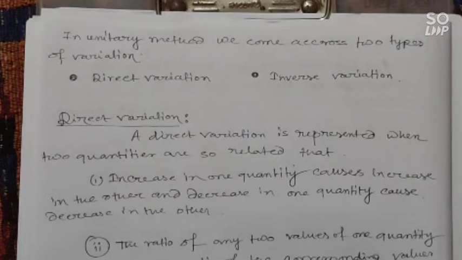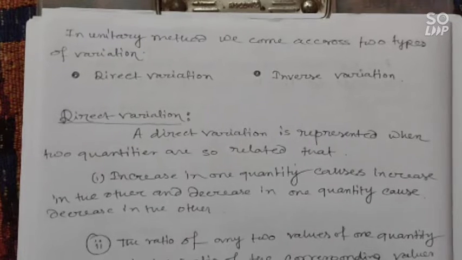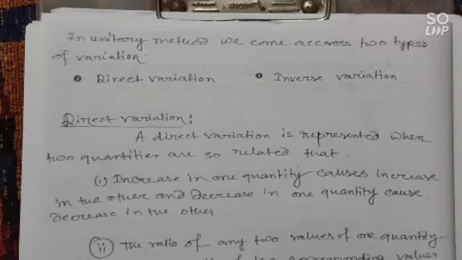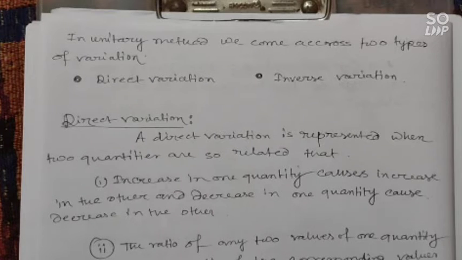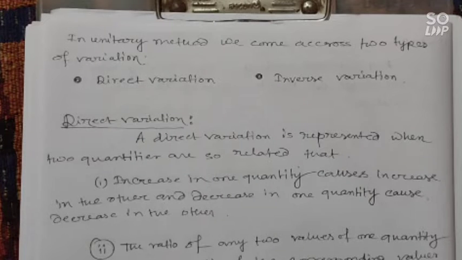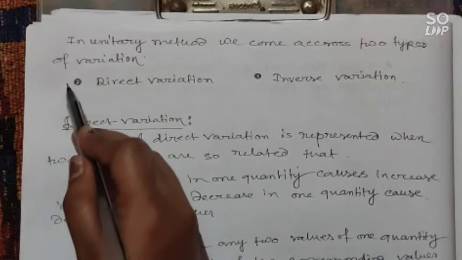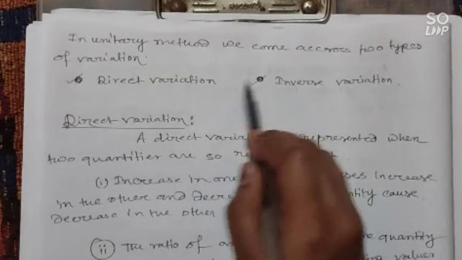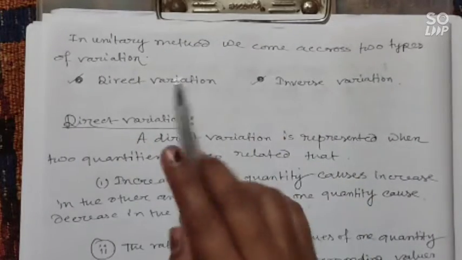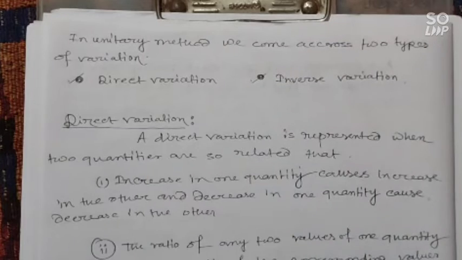Now let's come to the most important topic in this method. In the unitary method, we come across two types of variation. One is direct variation and the other one is inverse variation. So, in the unitary method, we come across these two types of variation, direct variation and inverse variation. Now, I will tell you what is direct variation and what is inverse variation.